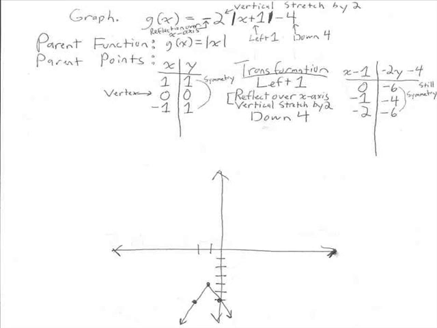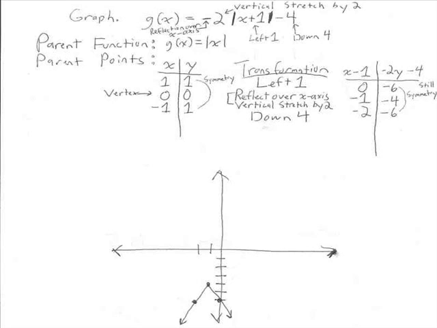The 2 out front is going to cause a vertical stretch to the graph. And it doesn't really matter what order I do those two in because they're both multiplication. And the last transformation is the minus 4 out back, which is going to take the whole graph down 4.